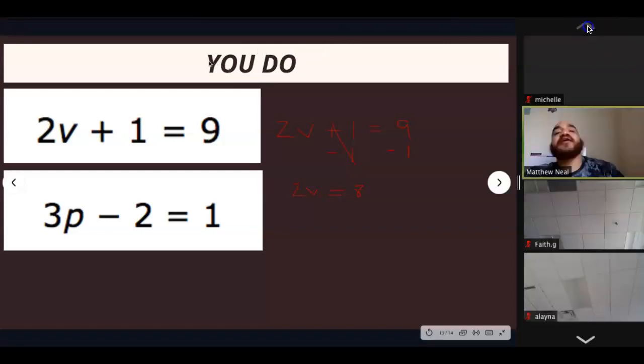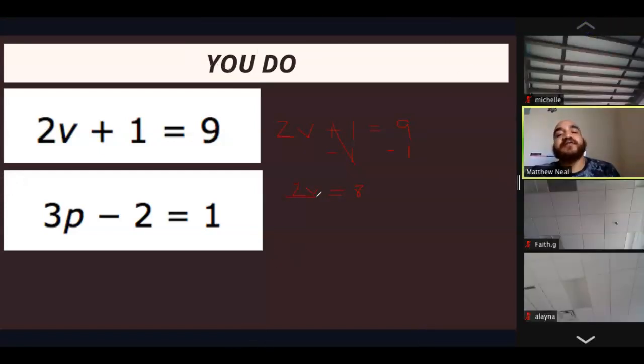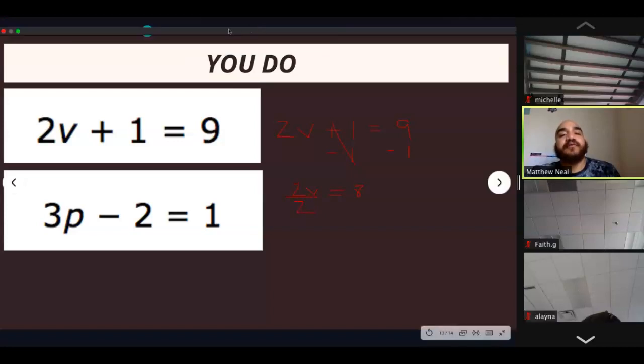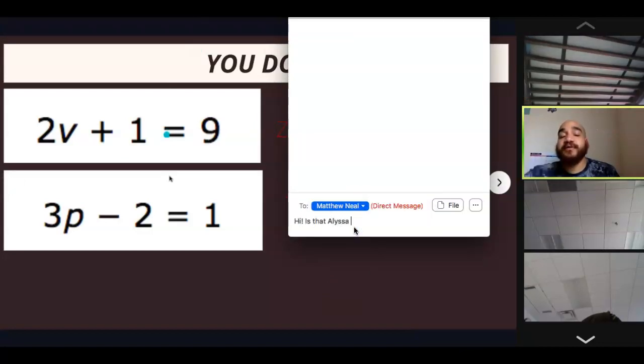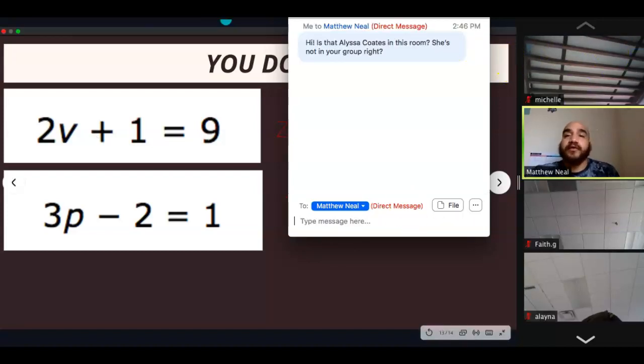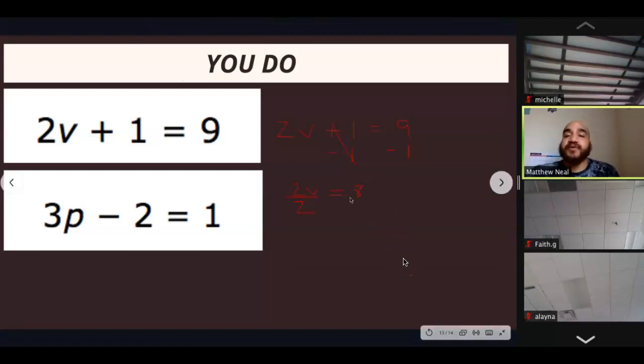So we're going to divide our 2v by 2, and what else are we going to divide by 2, Faith? Think about what you just told me. So are we going to multiply 8 times 2, or what are we going to do? There we go. Okay. So now we have 2v divided by 2 equals 8 divided by 2. We know that this cancels out. v equals 4.